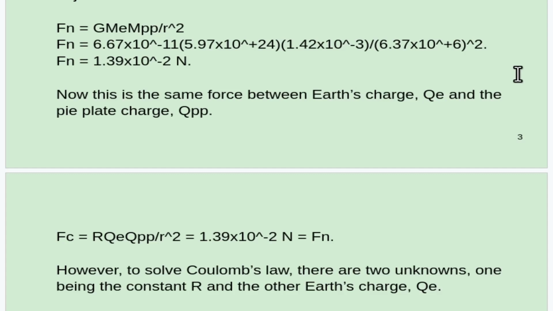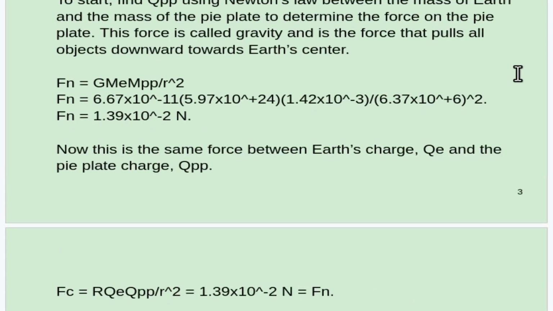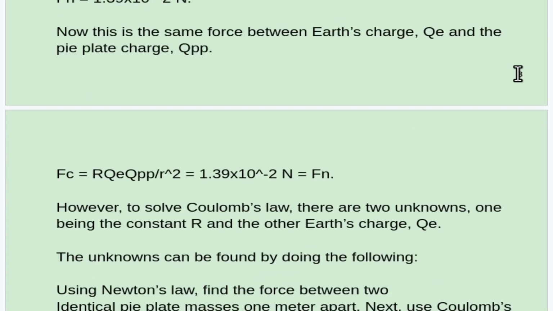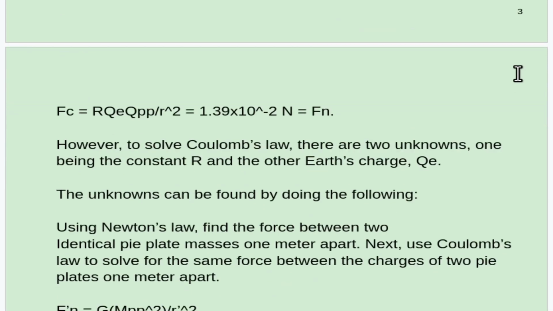Now, this is the same force between Earth's charge, QE, and the pi plate charge. Fc, which is the force in coulombs, is Coulomb's constant, charge of the Earth, charge of the pi plate divided by the distance between, and there's the answer, 1.39 times 10 to the minus 2 newtons. It's equal to Fn.